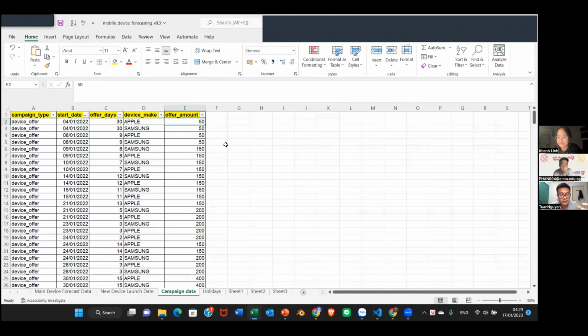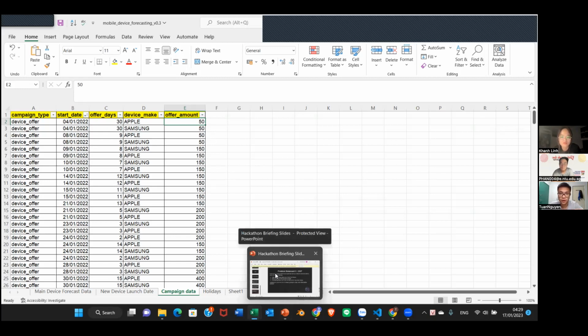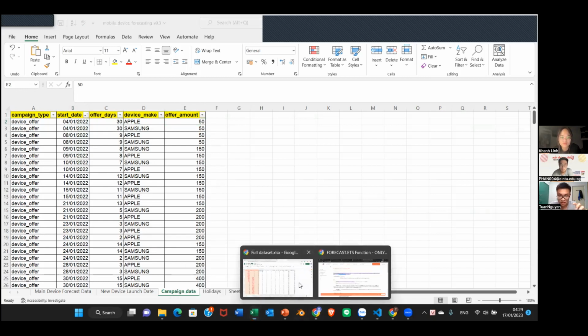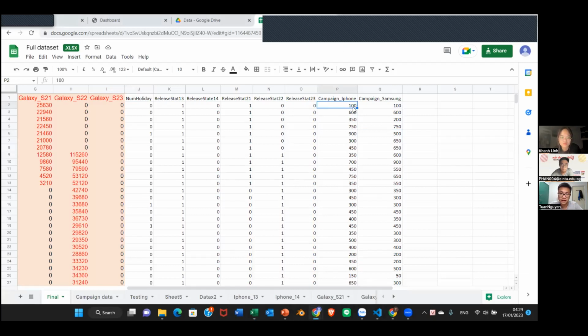We assume that it's the amount of memory of data transfer that Singtel offers for each user when they buy a product like Apple's or Samsung. And there we go. We divide it into columns, one for iPhone, one for Samsung, and the data provided in each week, and that's it.